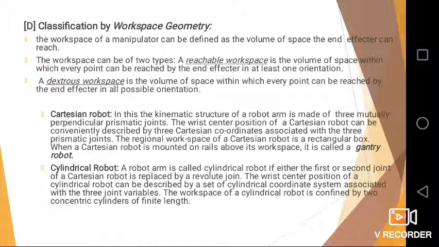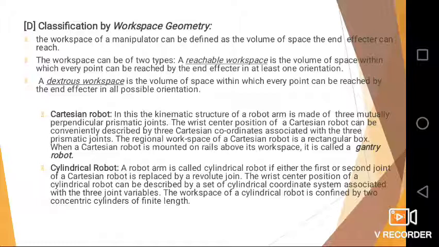Cartesian robot. In this kind of kinematic structure, a robot arm is made up of 3 mutually perpendicular prismatic joints. The wrist center position of a Cartesian robot can be conveniently described by 3 Cartesian coordinates associated with the 3 prismatic joints. The workspace of a Cartesian robot is a rectangular box. When a Cartesian robot is mounted on rails above its workspace, it is called a gantry robot.